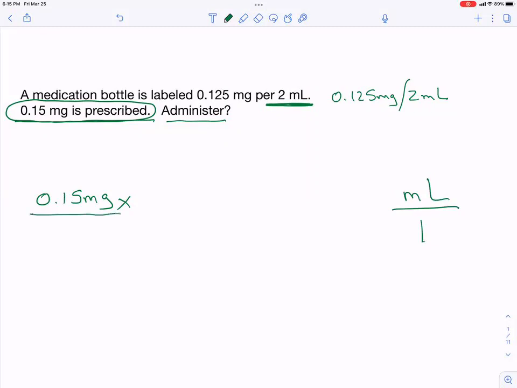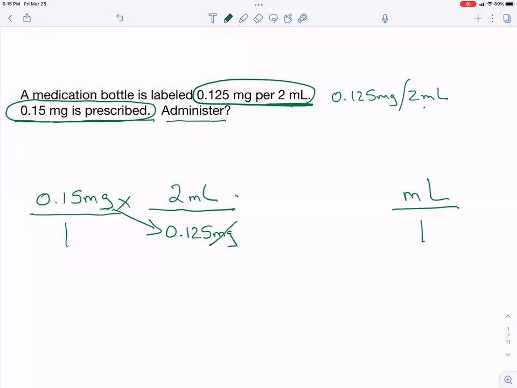So now I have 0.125 milligrams. Now, how am I going to get milliliters in my numerator, and how am I going to get rid of my milligrams? So I have to set milligrams up down here, and I can use what's available. What is on hand? 0.125 milligrams, and there's 0.125 milligrams in 2 milliliters. This gets rid of my milligrams, and I'm left with my wanted.